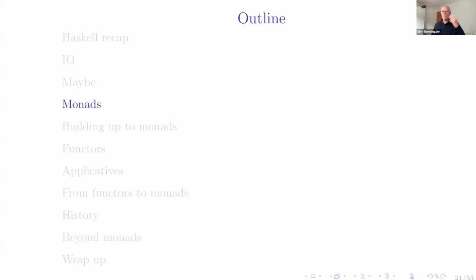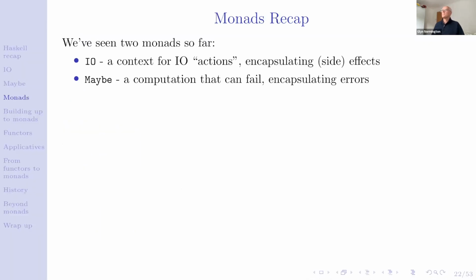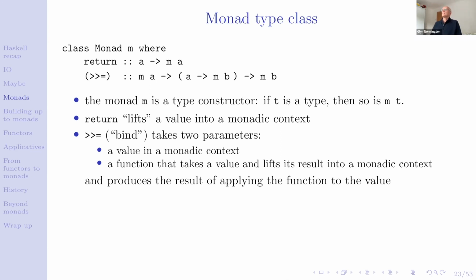So with that in mind, there are two examples. Let's have a look at monads in the general case. We've seen IO is a context for IO actions to encapsulate side effects, and Maybe is a computation that can fail, encapsulating errors. And this is the definition of the monad class. So we can see that M is a type constructor. The monad M is a type constructor. What that means is if T is a type, then so is M of T. Just think of that in terms of the Maybe case. You can have a string type, and Maybe String is the monad type for string, the Maybe monad type.